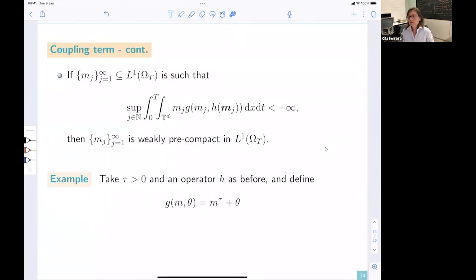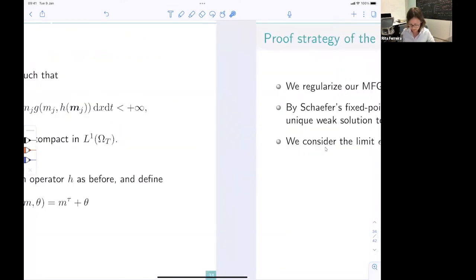And again, forget about all what I said before. Take G, for example, a simple G as this. So M to tau. So this is the local dependence with tau strictly positive. I'm sorry, this is the local dependence, and here put the non-local dependence, the example with convolutions that I was showing before. You have an explicit example that satisfies all these structural assumptions.